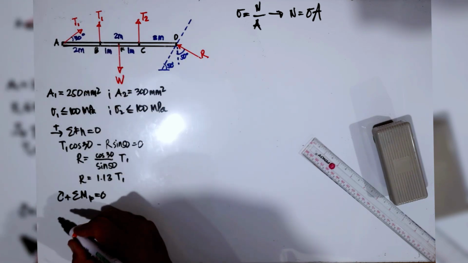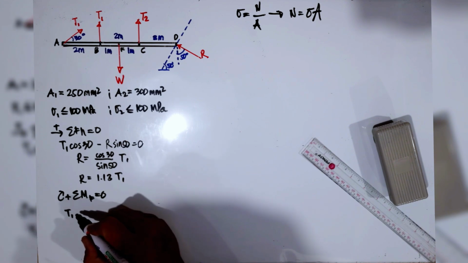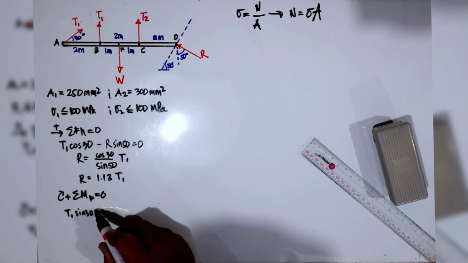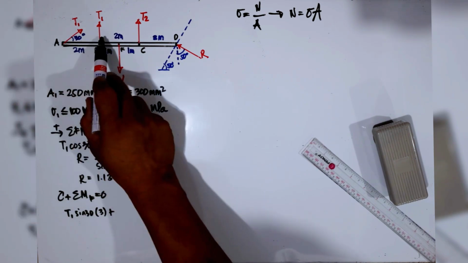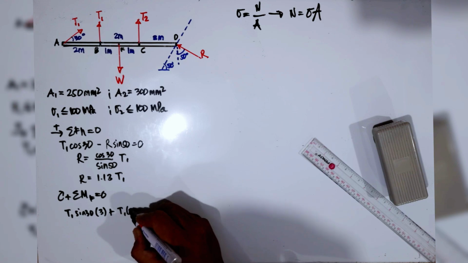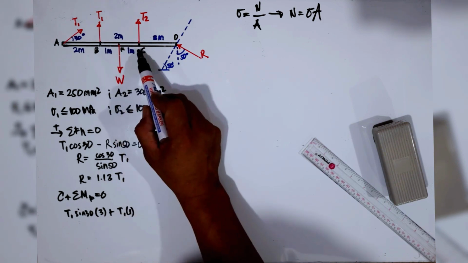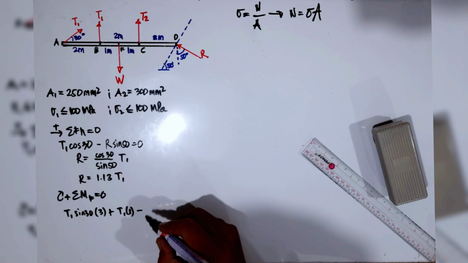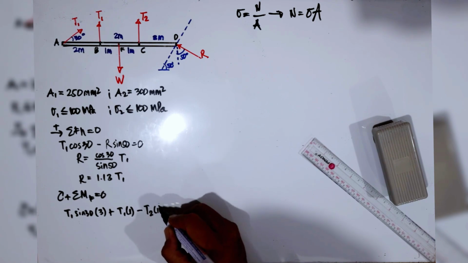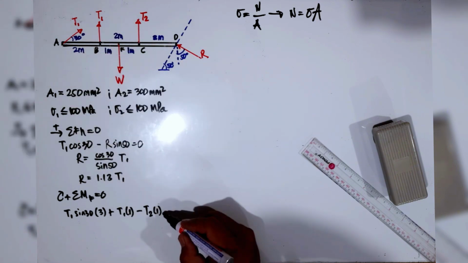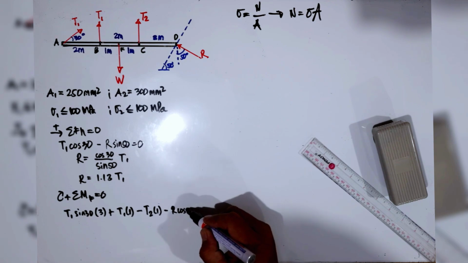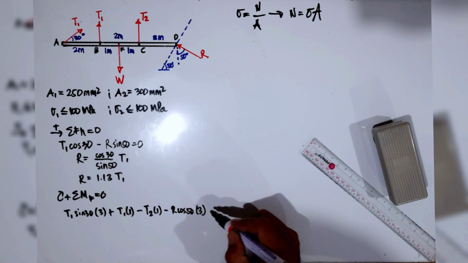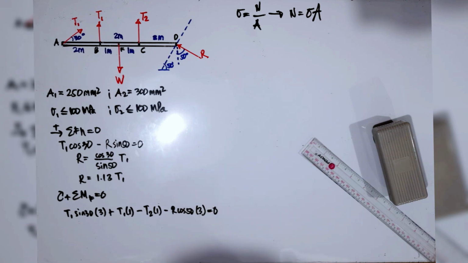So positive T sub 1, the vertical component is T sub 1 sine 30, multiplied by the moment arm of 3. That's for this one. For this, that's T sub 1 times 1. This one is now counterclockwise. That will give you a negative moment, T sub 2 times 1. This will also give a negative moment, R cosine 50 times 3 equals 0.